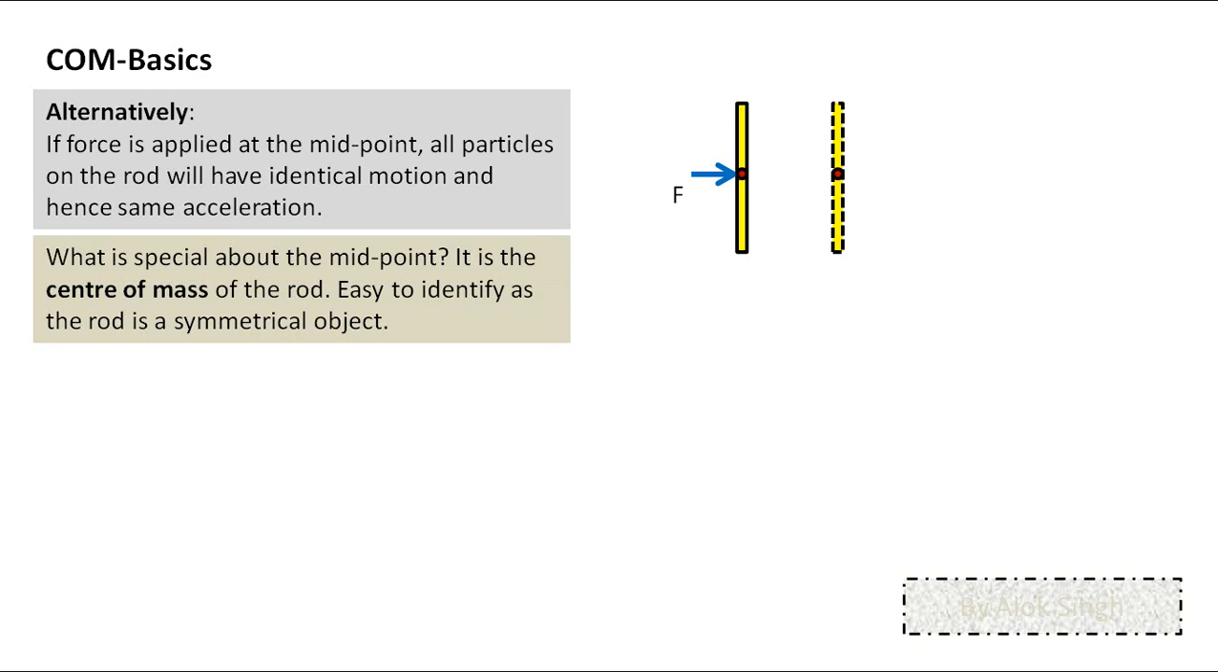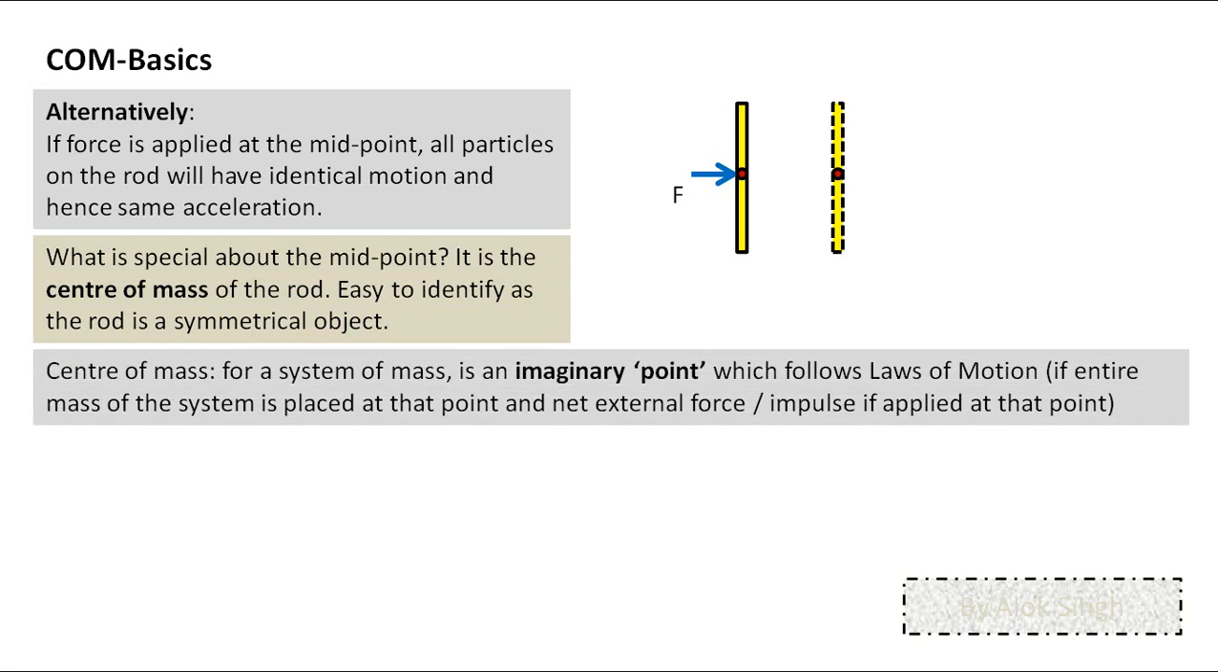All particles will have identical motion and hence same acceleration. So what is special about the midpoint? And this special point is called center of mass of the rod. In case of rod, it is easy to identify as the rod is a symmetrical object. Other objects, it may not be so straightforward. So let's define what is center of mass.